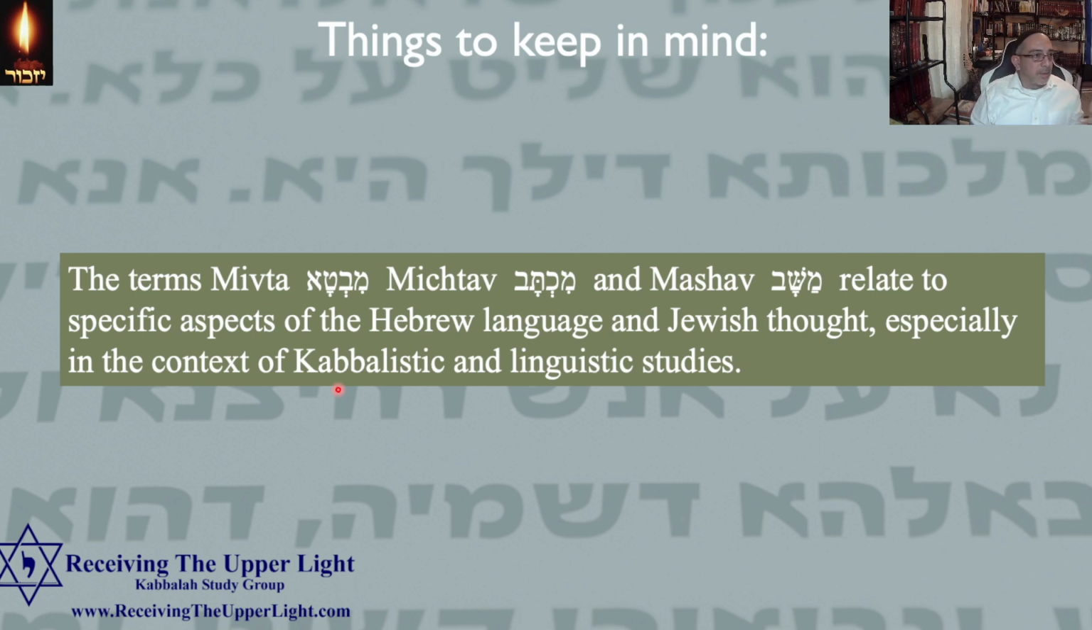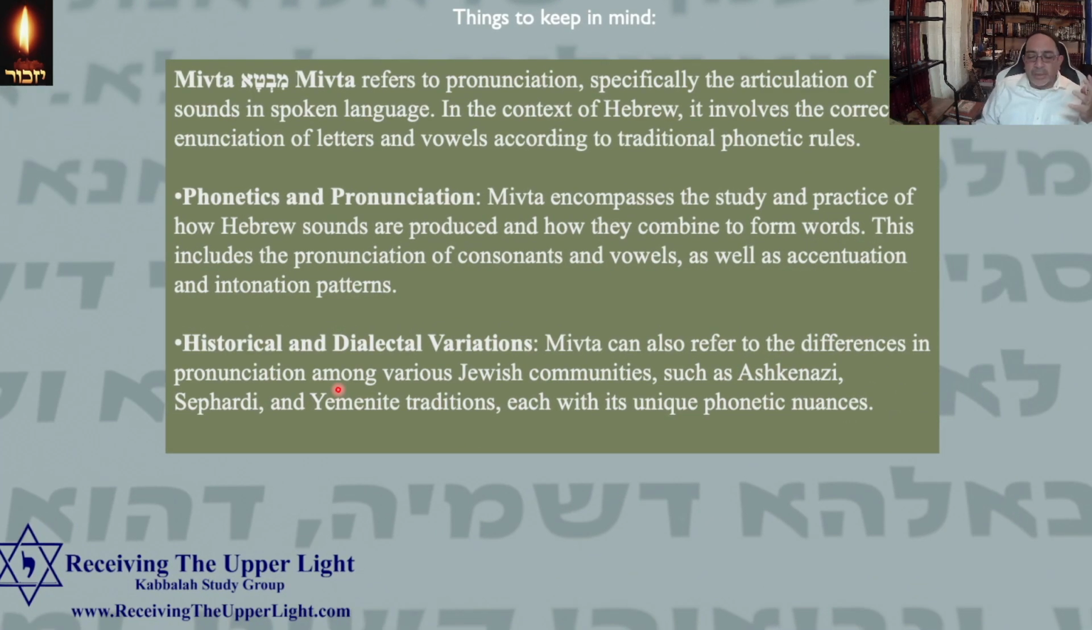These aspects are related to the Hebrew language and Jewish thought, especially in the context of Kabbalistic and linguistic studies. Okay, so this is the importance of knowing the Hebrew letters and their meaning. And you're going to see Kabbalists that have written about the Hebrew letters, and in these books you're going to see that they go at length in just explaining one letter, and it's because of this. We've got to make sure that we understand this. So the first one is Miftah.